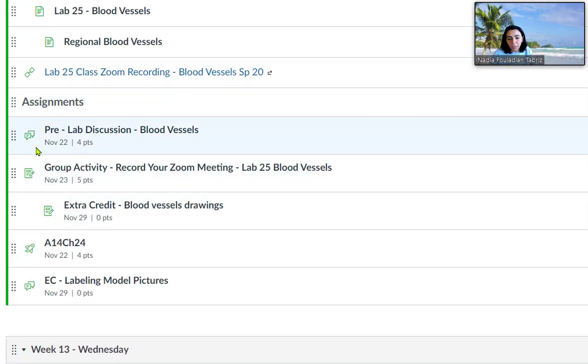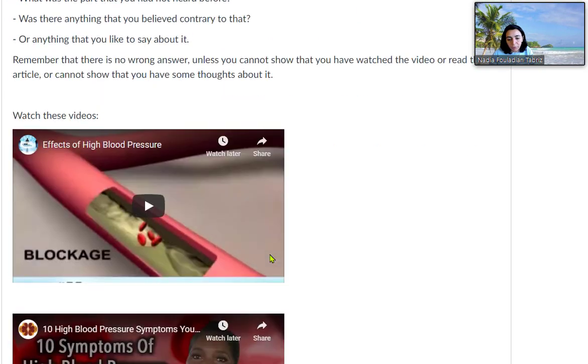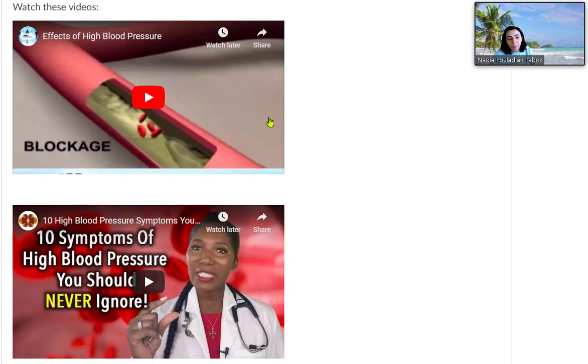Therefore, the assignment, as we have the pre-lab discussion for the blood vessels. Here, first pay attention to the initial reply due date, the 22nd, and the peer reply, the 25th. I tried to put some material relating to the blood vessels to show their significance, and how, if the blood vessels are not working well and healthy, some diseases may happen that involve the whole body, including important organs like the heart, brain, kidney, and all those things.